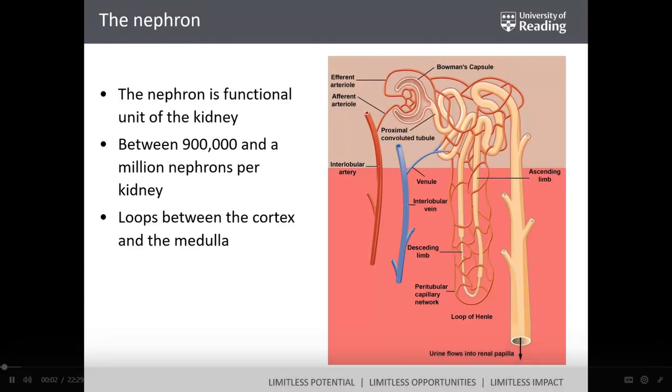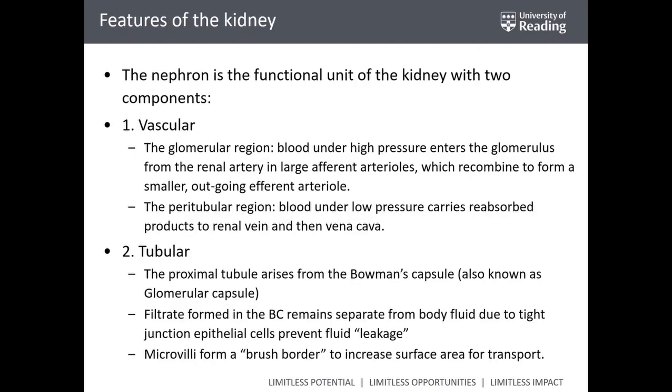So, as I said, and I will repeat, and then at some point I will repeat again, the nephron is the functional unit of the kidney. There are around 900,000 to 1,000,000 nephrons per kidney, and the nephrons are distributed radially between the cortex and the medulla. So the nephrons are the functional unit, and they've got two main components.